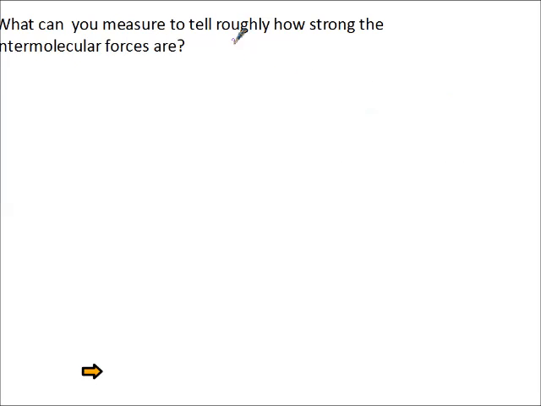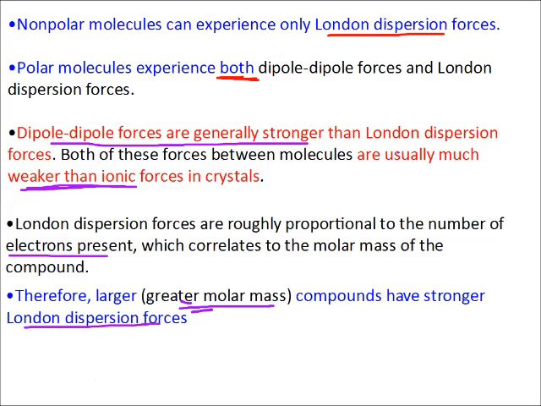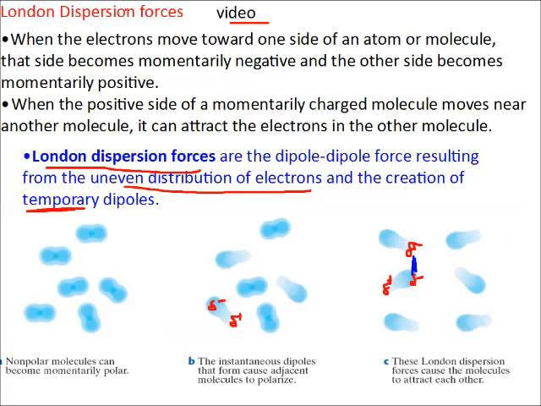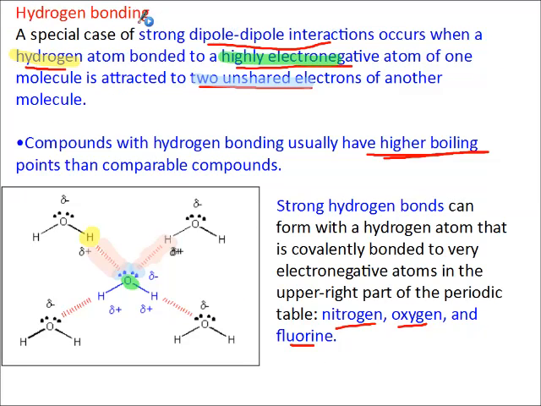And we're going to do an activity in class to try to measure intermolecular forces. So again, make sure you have written down those three kinds of forces and understand the difference between dipole-dipole, London dispersion, and also the special case of hydrogen bonding. And make sure you understand what those three things are.